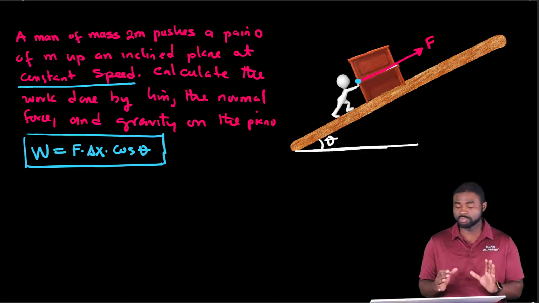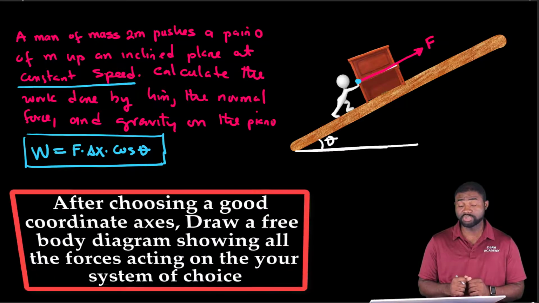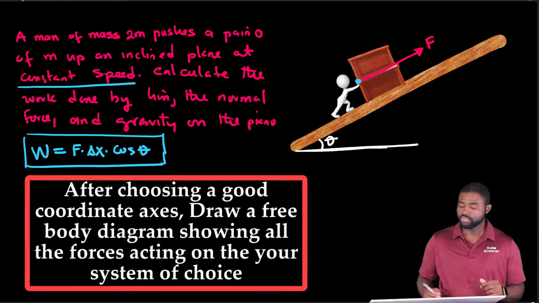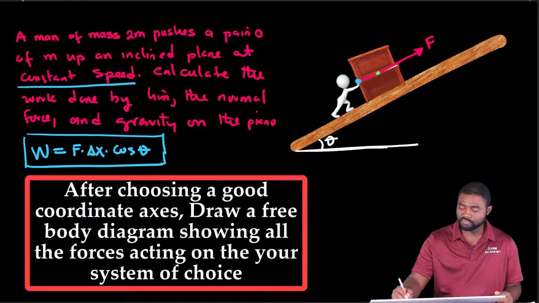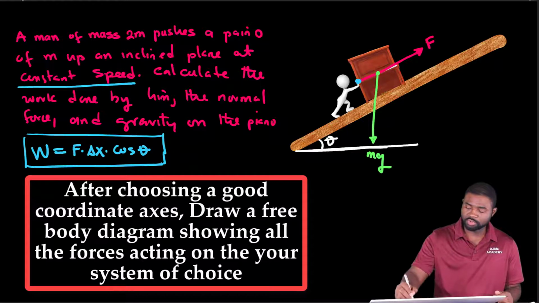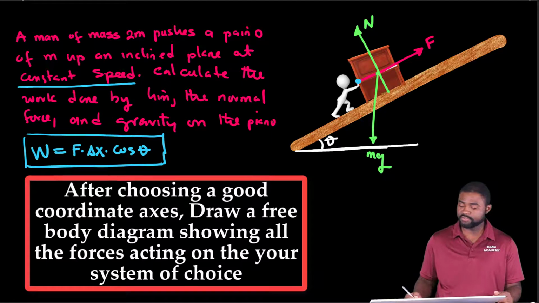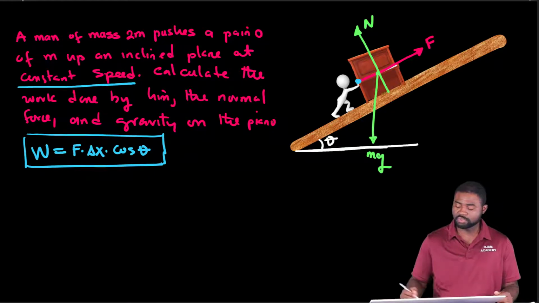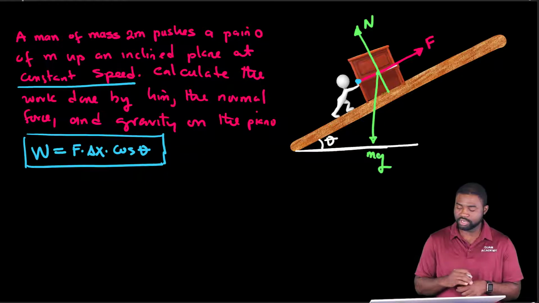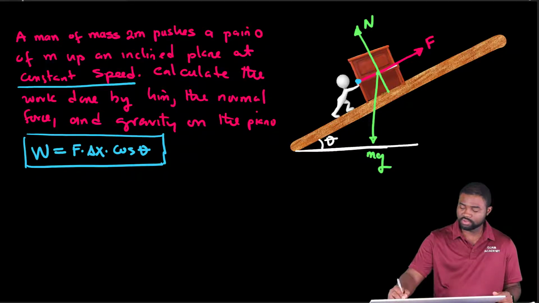Whenever you're given a problem that involves forces, my recommendation is to start by drawing a free body diagram. We have the weight of the piano acting vertically downwards, so this is mg. The normal force acts perpendicular to the plane. Now obviously F acts along the plane. We are assuming here that there is no friction, in other words, the inclined plane is smooth. What you can see is that this angle is theta.